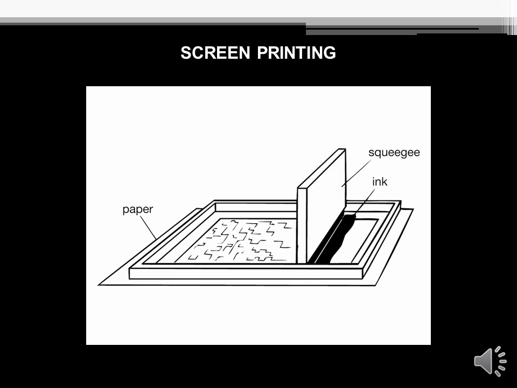So you put a positive image, like a drawing or any type of text, like a school logo, on a transparency, and you lay it on top, expose it to light for a certain period of time, wash it out under water, and that allows ink to pass through for printing.